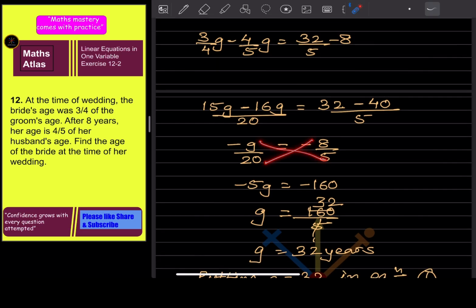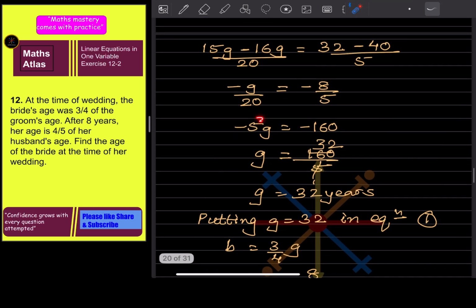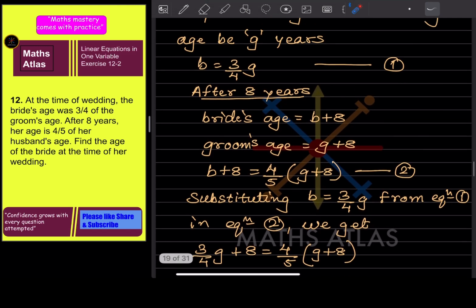Now we will cross multiply. So minus 5G is here, and this 20 will go on this side, so that is going to be minus 160. Both the places there is negative, so let us make it positive. So G is going to be 160 divided by 5, which is going to be 32. So G is 32 years. Putting G is equal to 32 in equation number 1.